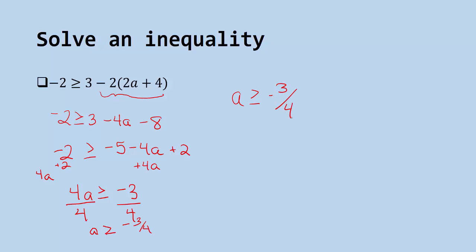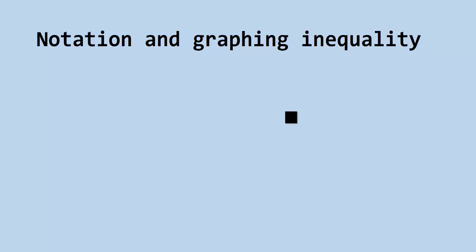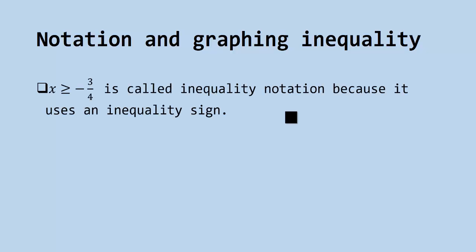Negative 3/4. Now let's talk about notation and graphing the inequality. Let's take our x is greater than or equal to negative 3/4 answer. This is called inequality notation because it uses an inequality sign.